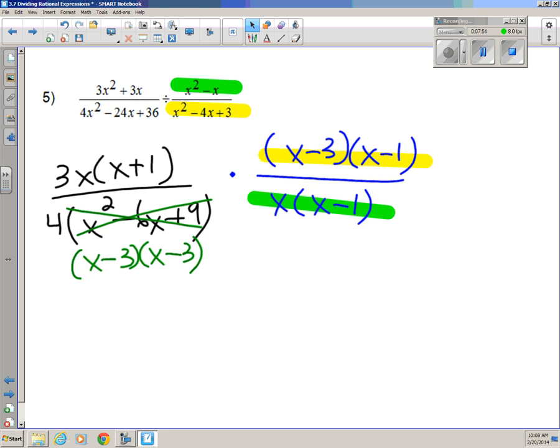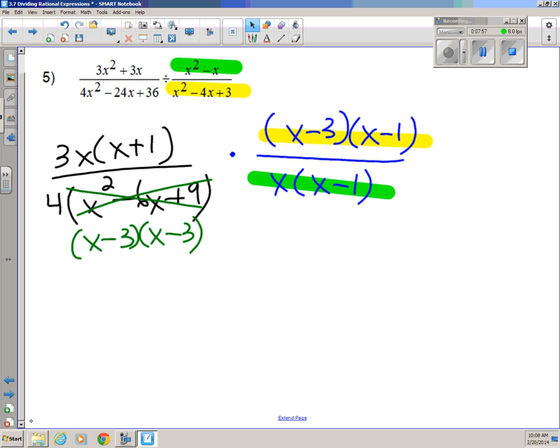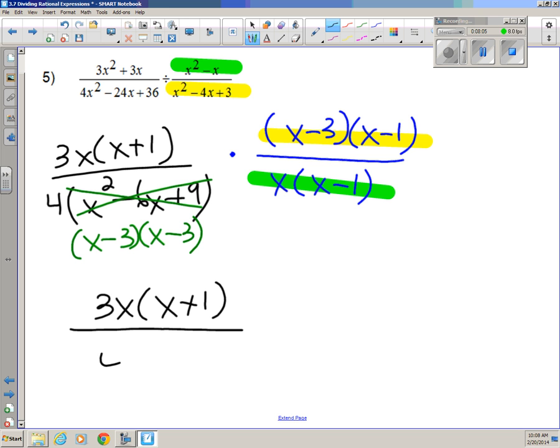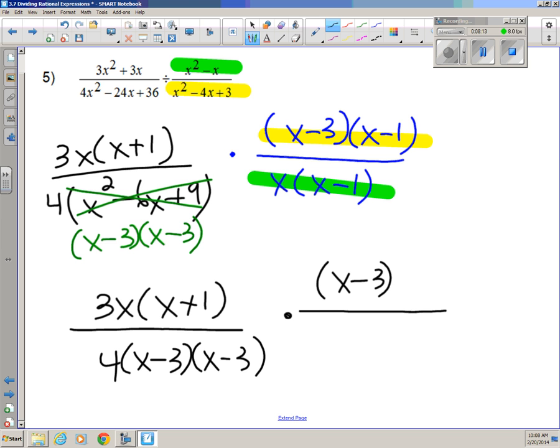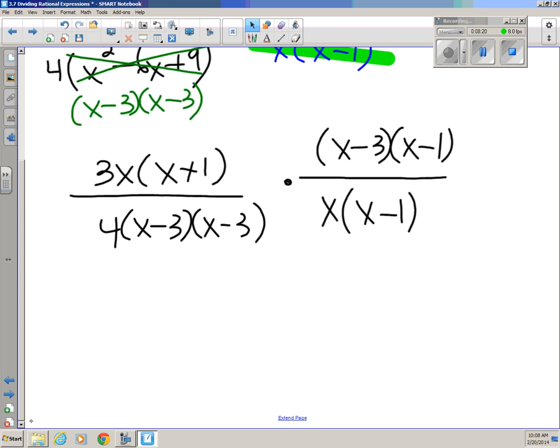I think I'm going to rewrite this just to make it a little bit cleaner. So just so you realize, the rewriting of this becomes 3x, x plus 1 over 4, x minus 3, x minus 3 times x minus 3, x minus 1 over x, x minus 1. I think it's a little bit nicer. And now I can see better. So I'm going to get rid of the x minus 1s. I'm going to get rid of an x minus 3 for an x minus 3. And that looks like all I can do.